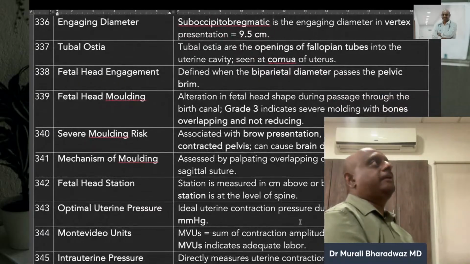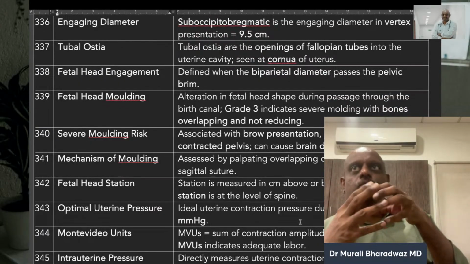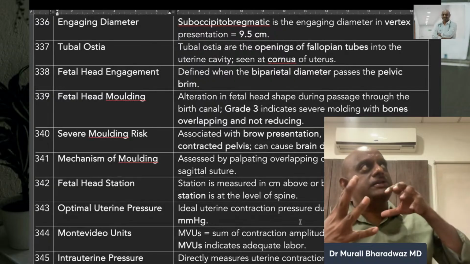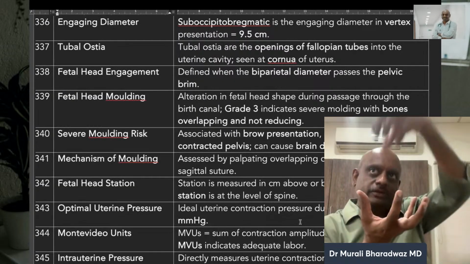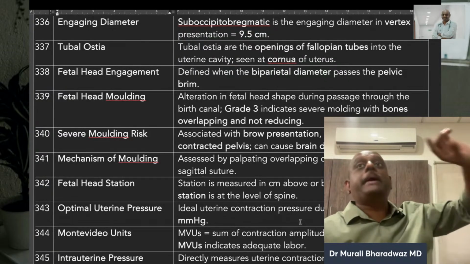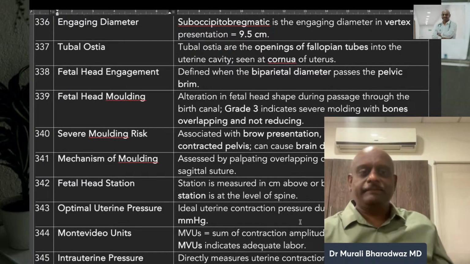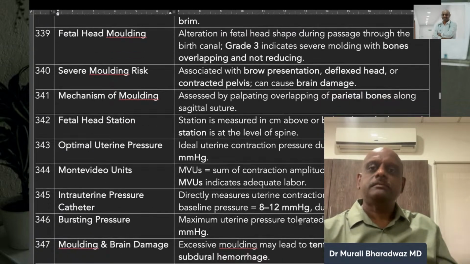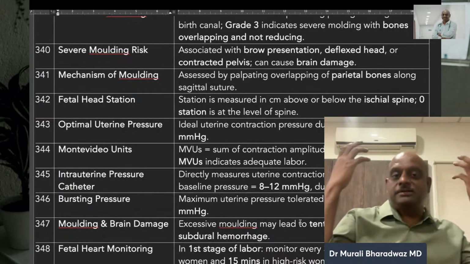Right? And whenever the fetal head is undergoing engagement, which diameter of the fetal skull passes through the pelvic brim during engagement? It is the biparietal diameter of the baby that is passing, is what we need to remember. So what do you mean by fetal station?